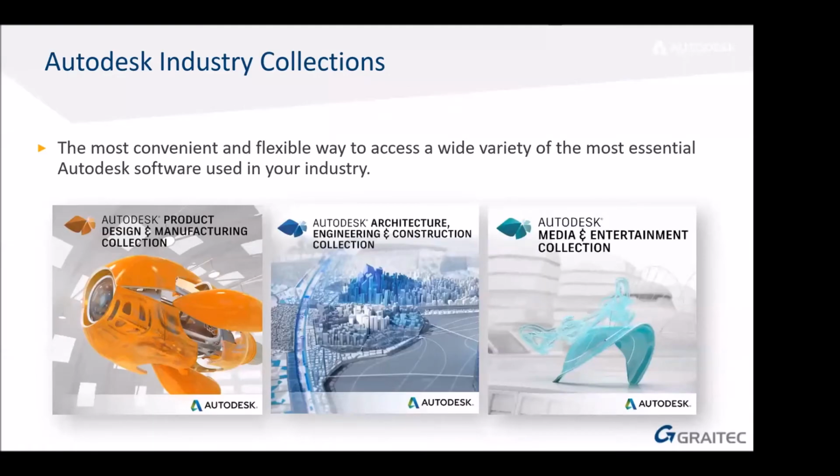So Laura alluded to these earlier. Autodesk have 3 different collections. The one on the right-hand side, the Media and Entertainment collection, is used by the film industry. The AEC collection in the middle is used by architects and people who build things. And on the left, my personal favorite, the Product Design and Manufacturing collection, used to make things.